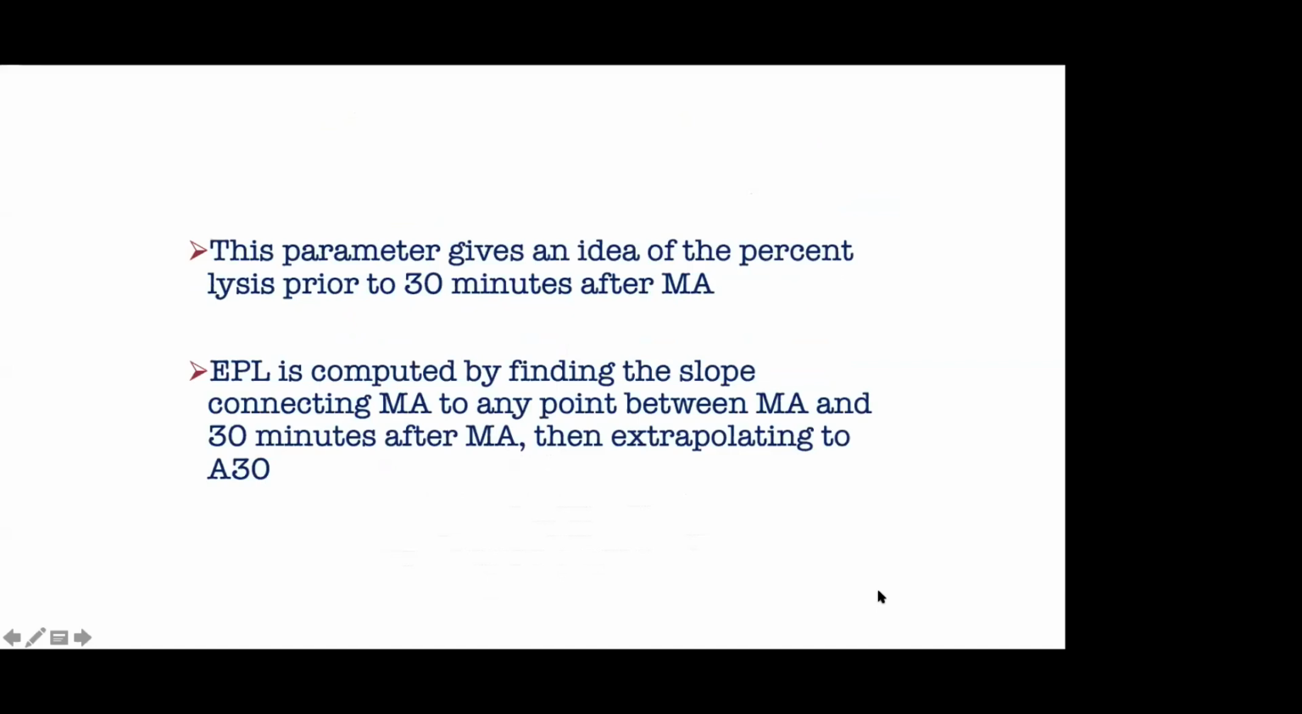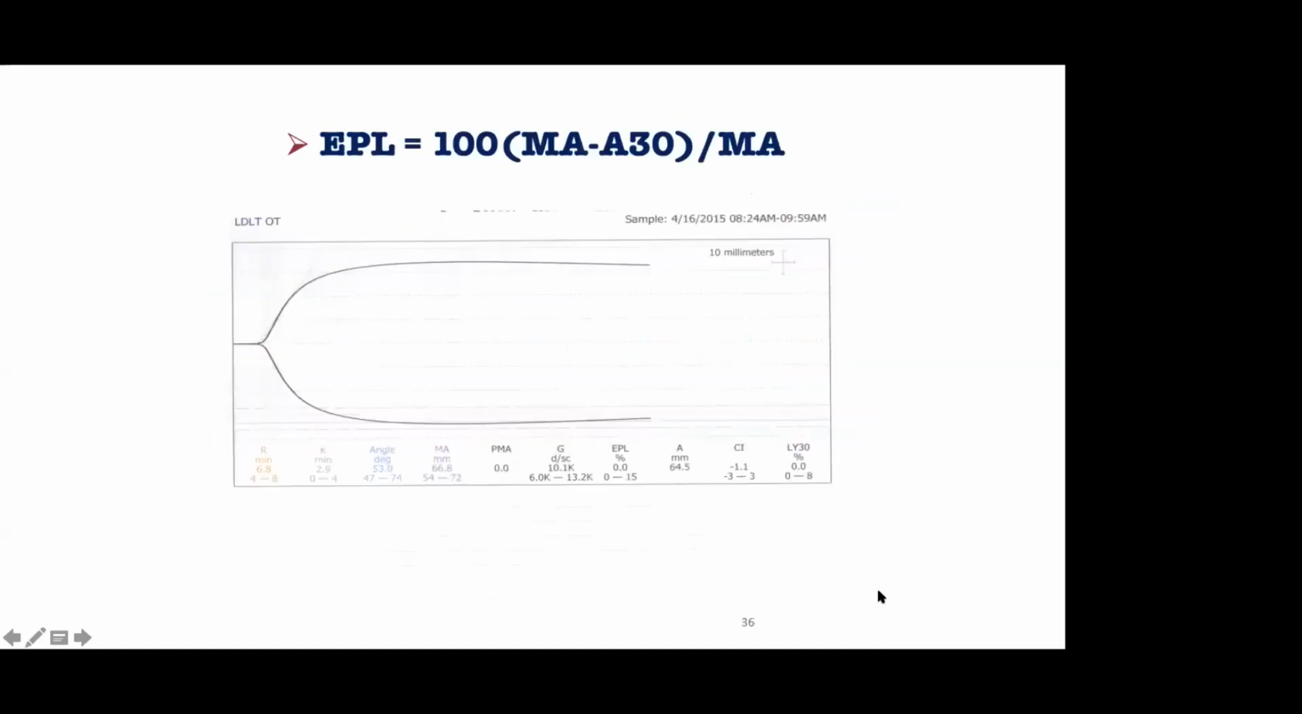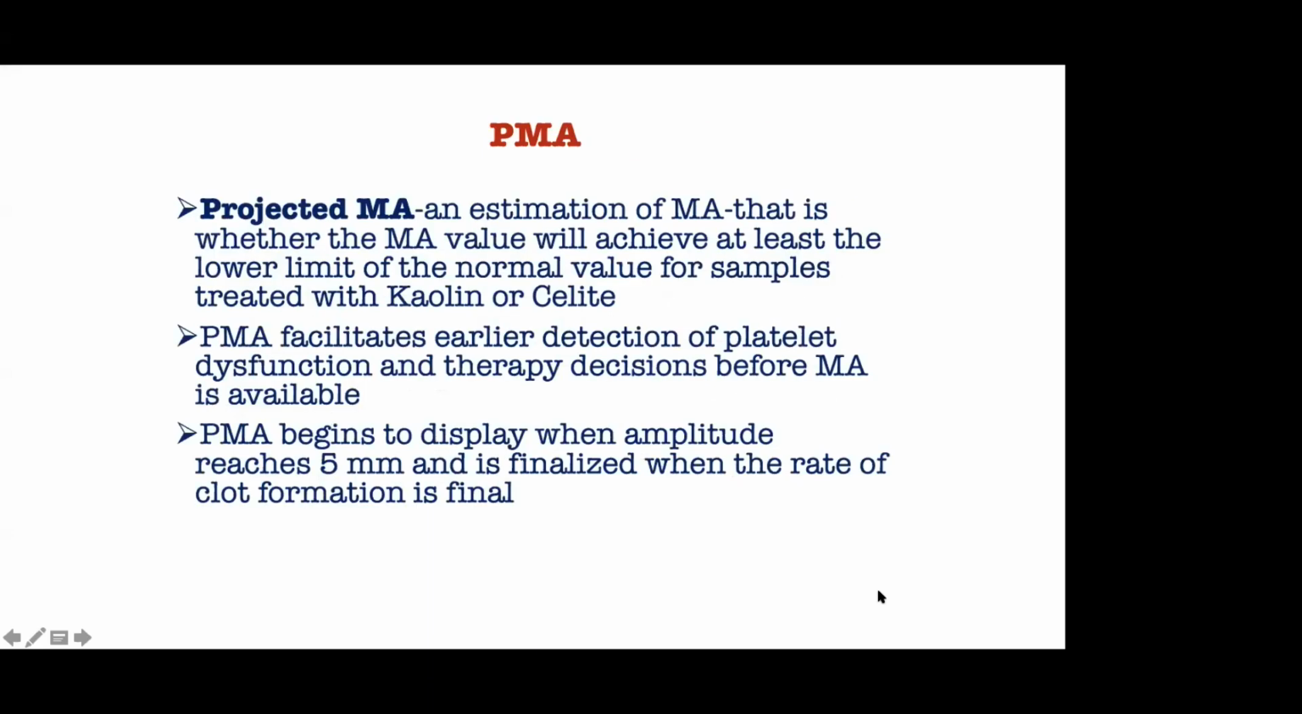This parameter gives an idea of the percent lysis prior to 30 minutes after maximum amplitude. EPL is computed by finding the slope connecting the MA to any point between the MA and 30 minutes after MA, then extrapolating it to A30. So that is how expected percent lysis is done.